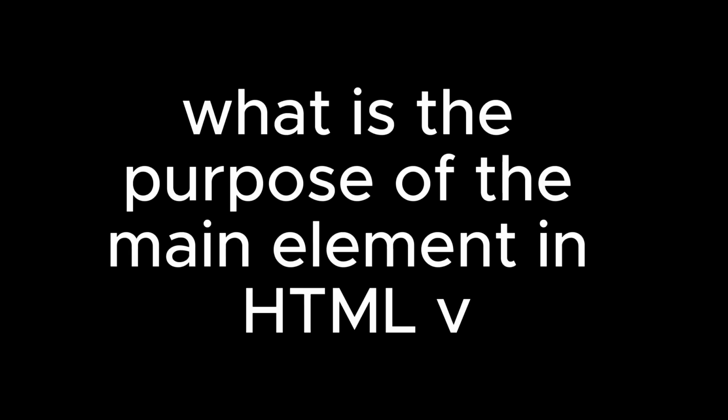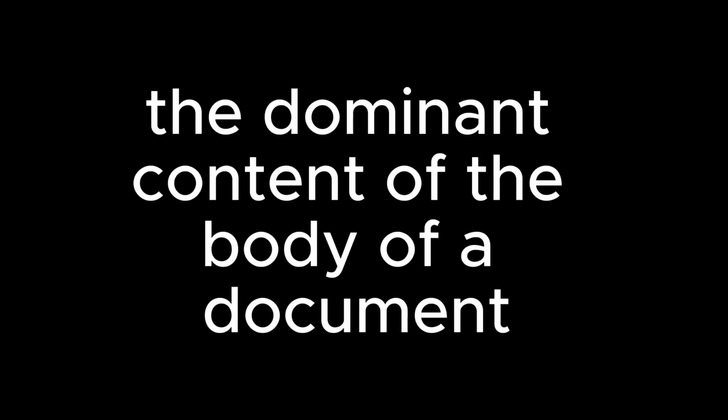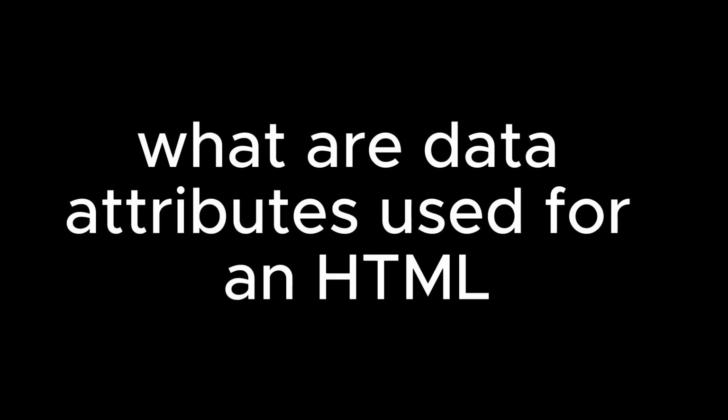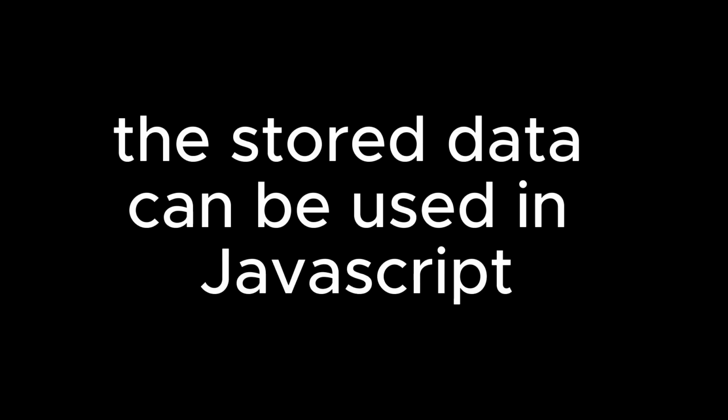Question 43. What is the purpose of the main element in HTML5? Answer. The main element represents the dominant content of the body of a document. The content should be unique to the document. Question 44. What are data attributes used for in HTML? Answer. Data attributes are used to store custom data private to the page or application. The stored data can be used in JavaScript to create a more engaging user experience.